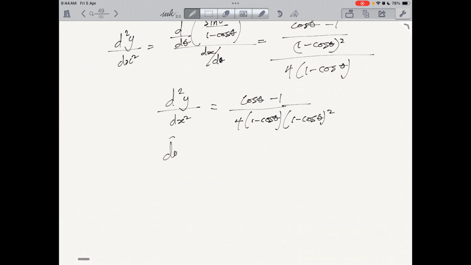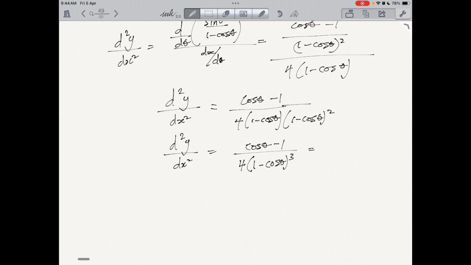Therefore, d squared y over dx squared is equal to cos θ minus 1 divided by 4 into (1 minus cos θ) cubed. Can we simplify further, having cos θ minus 1 at the numerator and (1 minus cos θ) cubed at the denominator? Yes, we can.